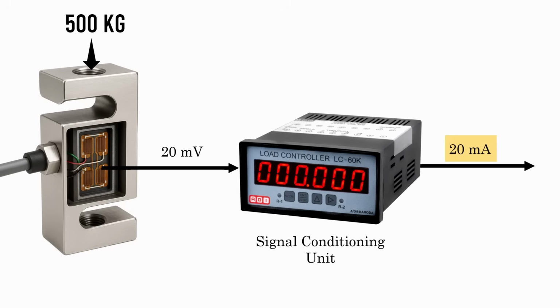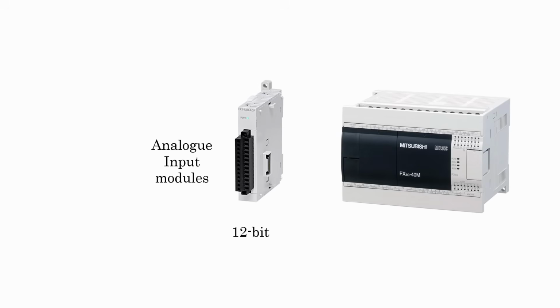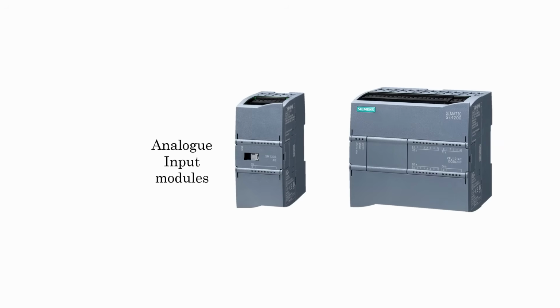But again, as I said, the PLC doesn't understand voltage or current directly. It only understands digital integer numbers. And the bit size of the PLC decides how many digital counts are available. For example, Mitsubishi PLCs often use a 12-bit ADC, which means 2 to the power 12, 4096 counts, whereas Siemens PLCs typically use 15-bit, which gives us 32,768 counts. You can also check your PLC datasheet; most are between 12 to 16 bits.